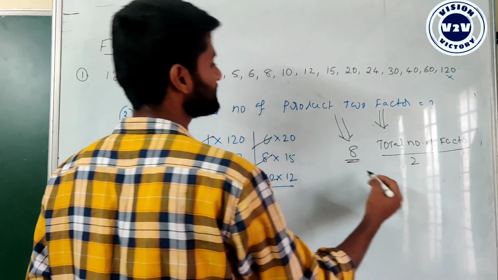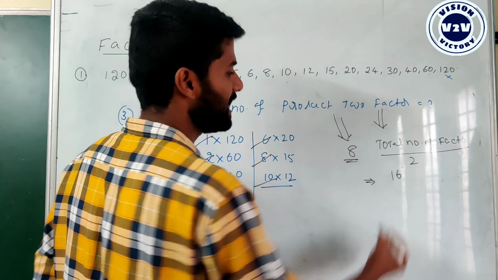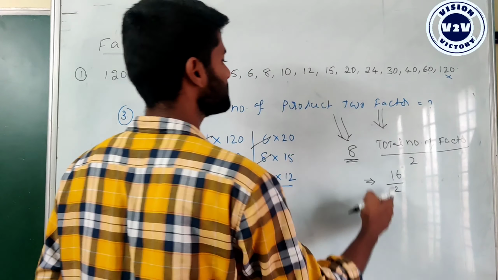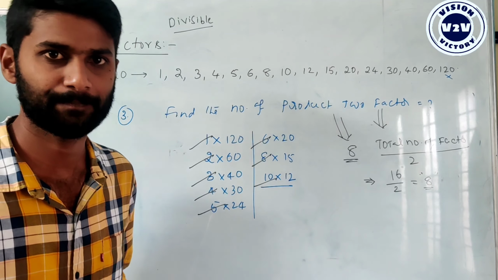See, we already discussed this in the previous term. So the total number of factors for 120 is equal to 16, which is divisible by 2. So 16 divided by 2, the total number of products of two factors is 8 only.